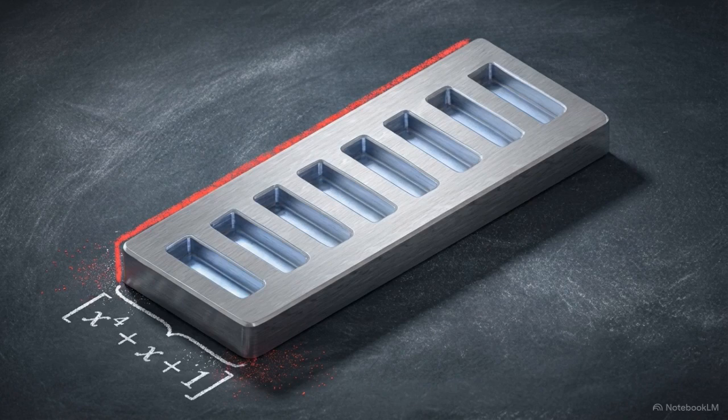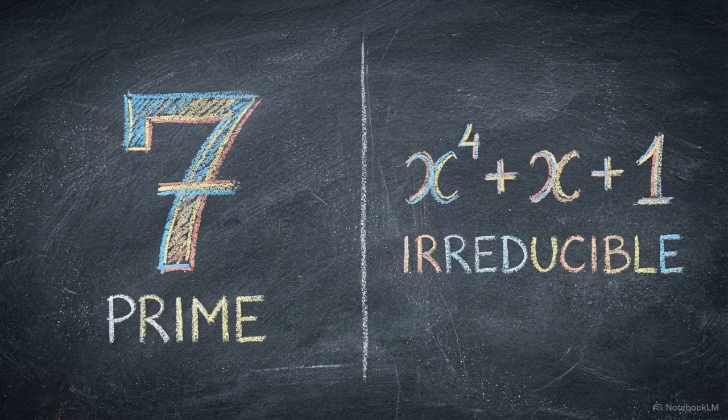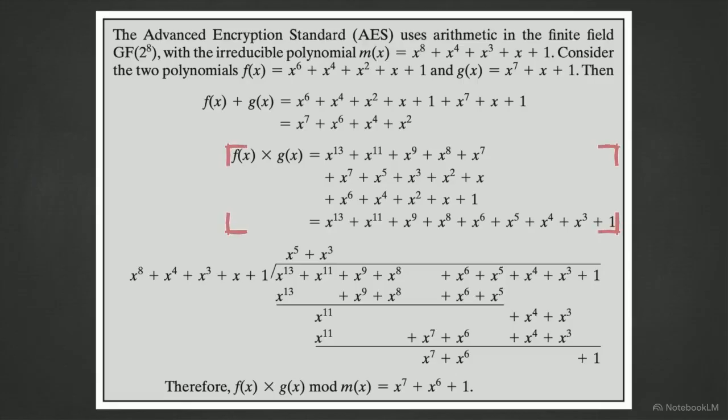An irreducible polynomial is the algebraic equivalent of a prime number. It has no divisors other than itself and 1. This calculation shows the specific polynomial multiplication and reduction arithmetic used in the Advanced Encryption Standard.